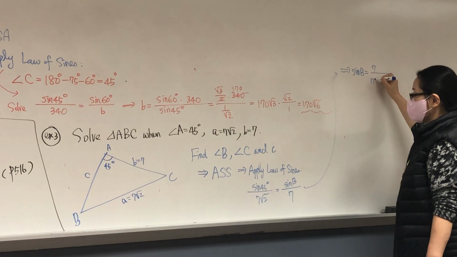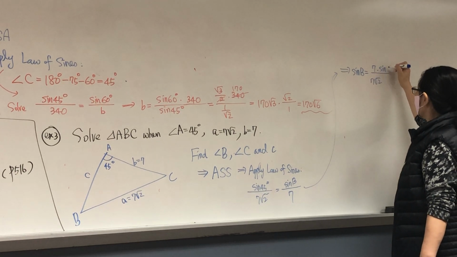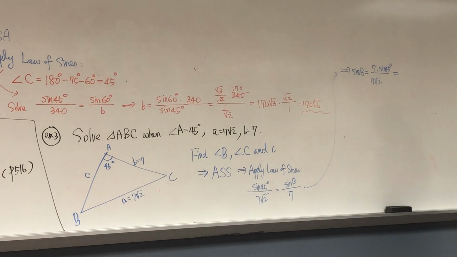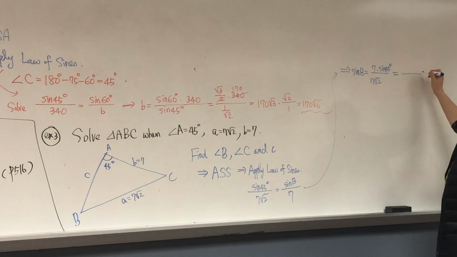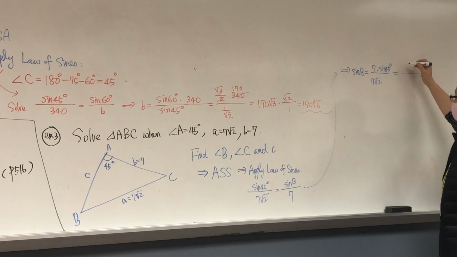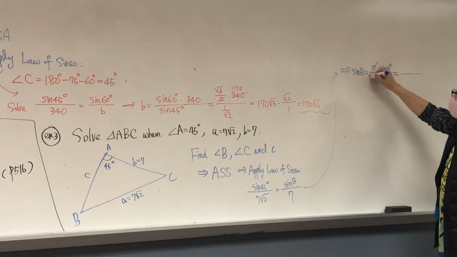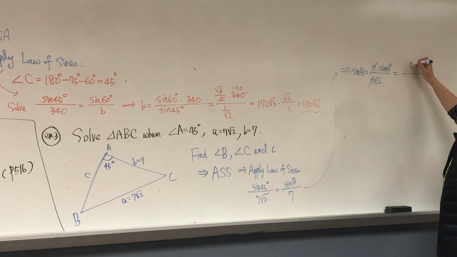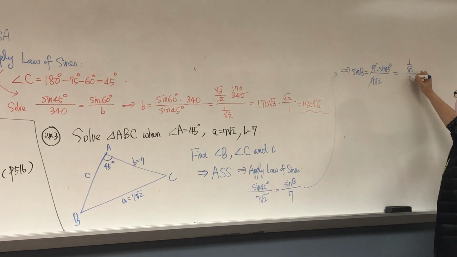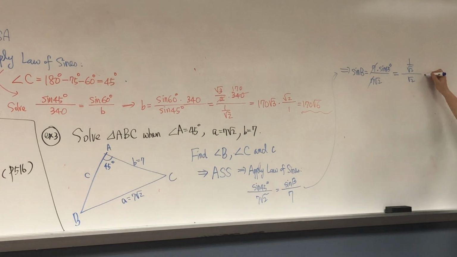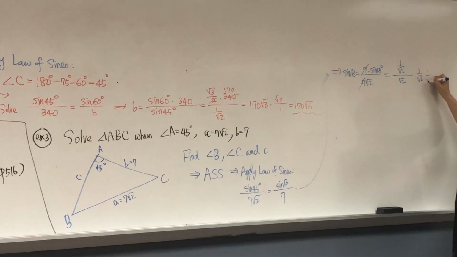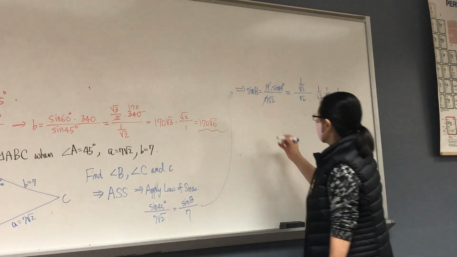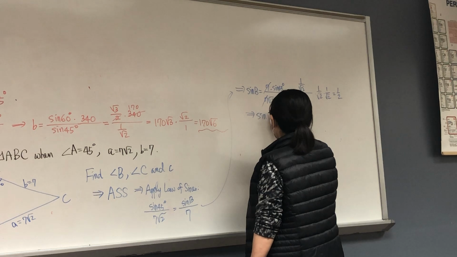Sine B is 7 over 7 square root of 2 times sine 45, am I right? Sine 45 is what? Cross multiplication, that's 1 over square root of 2. From here, let's simplify this first. It's 1 over square root of 2 and the square root of 2. So 1 over square root of 2 times 1 over square root of 2, what is it? 1 half. So we got sine B is 1 half.